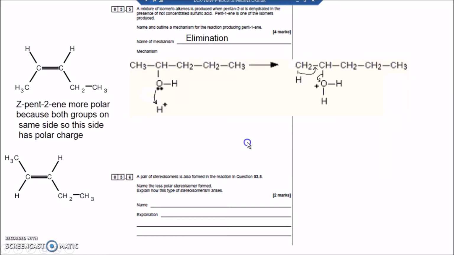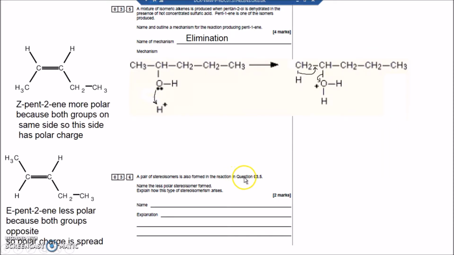A pair of stereoisomers are also formed in the reaction in question. As I've said, instead of the double bond being here, pent-1-ene, you could have made pent-2-ene, because this hydrogen could have broken off to make the double bond here and kept the CH3 here. So if I'd made a double bond there instead, I would have made pent-2-ene.